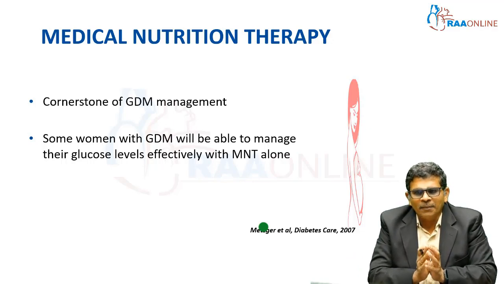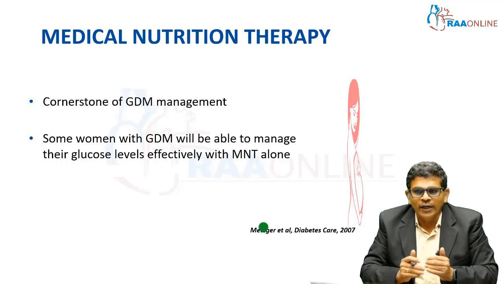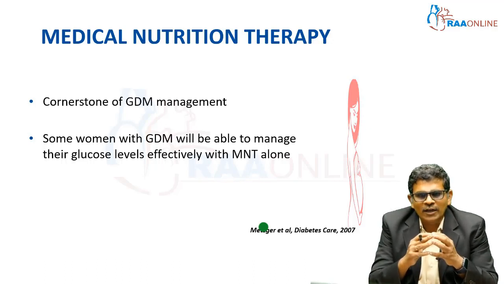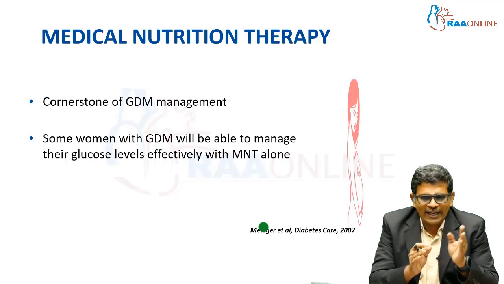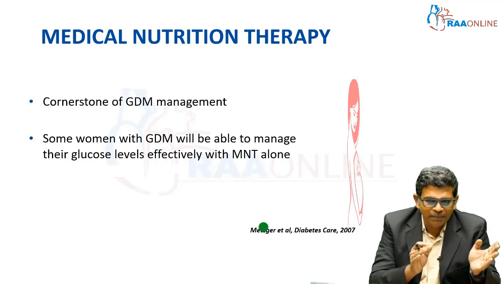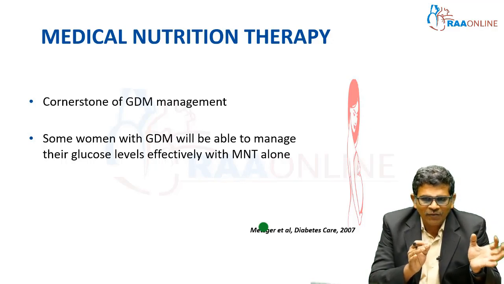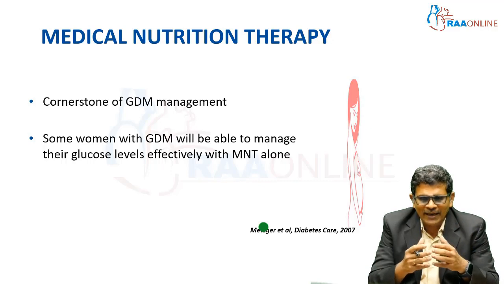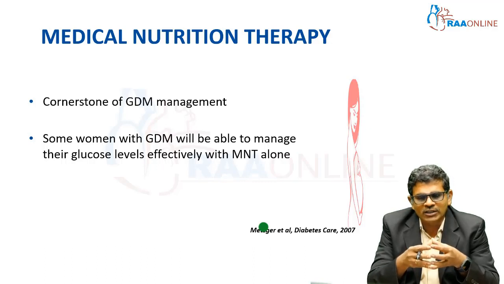So, for any patient for that matter, nutrition is very, very important and we need to individualize it for them, as we said. Some women with GDM will be able to manage their glucose level effectively with medical nutrition therapy alone. So, whoever comes, except for the patients who are diagnosed as type 2 or type 1 in the first trimester, whom we need to aggressively start on insulin in the first trimester itself. Except for those patients, the typical GDM as we described earlier has to be given medical nutrition therapy as the first step even before starting them on insulin.